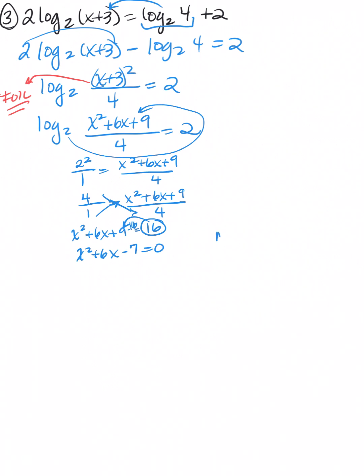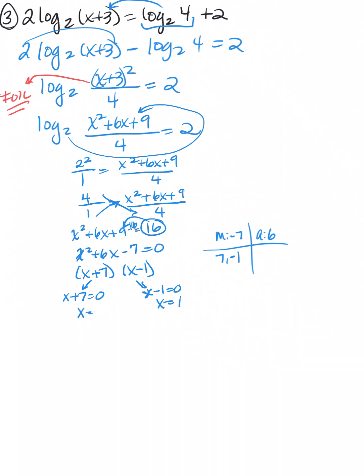It's a trinomial. So I'm multiplying to get a negative 7, and I'm adding to get a positive 6. So that looks like maybe a 7 and a 1, and the negative is on the 1. Can I use the shortcut? I can. So it's x plus 7, x minus 1. Then I set them equal to 0. So x is 1, x is negative 7.